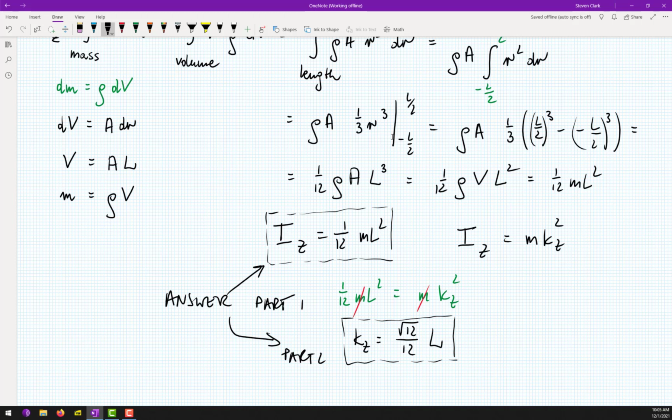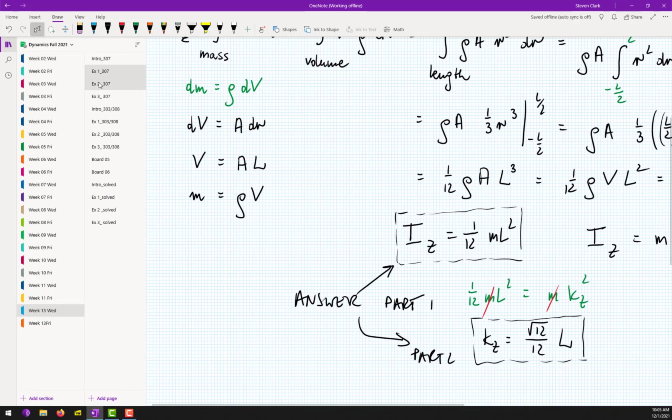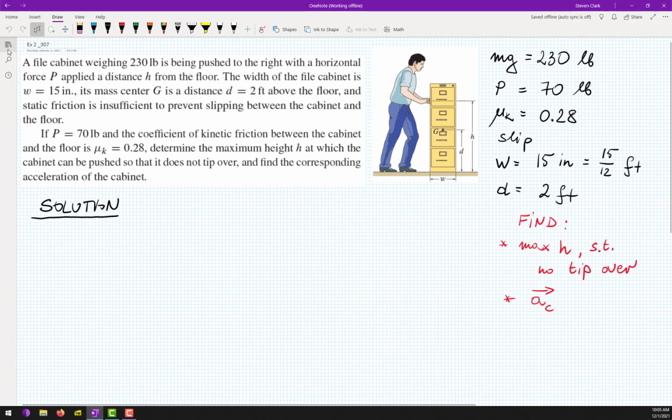Okay, so what? Example number 2? Yes? Okay. As usual, please familiarize yourself with the problem statement before we start our solution.